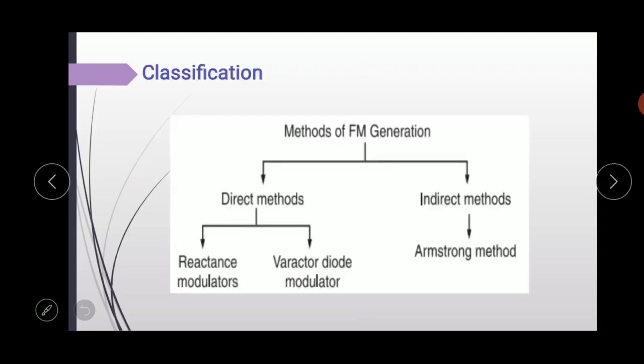So first we discuss about the classification. The FM generation methods are classified into two types, that is direct method and indirect method. Direct method is again divided into two types, that is reactance modulators and varactor diode modulator. And indirect method is the Armstrong method. So in your syllabus only the indirect method is mentioned. So today we will discuss about only this FM generation method.